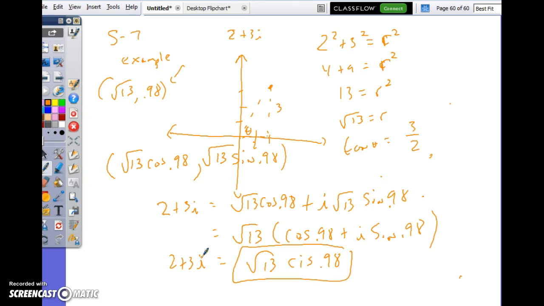How did I find the root 13, though? Do you have to go through all of this? Where did the root 13 come from? We found that in step 1. It was the radius, right? And how did I find the 0.98? That was just the angle, right? So I don't have to do all this. All I have to do is say, what's my radius? What's my angle? And this would be the cis form.